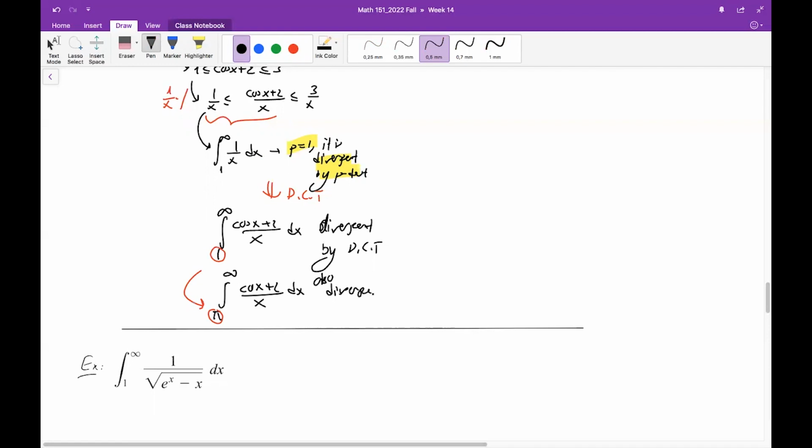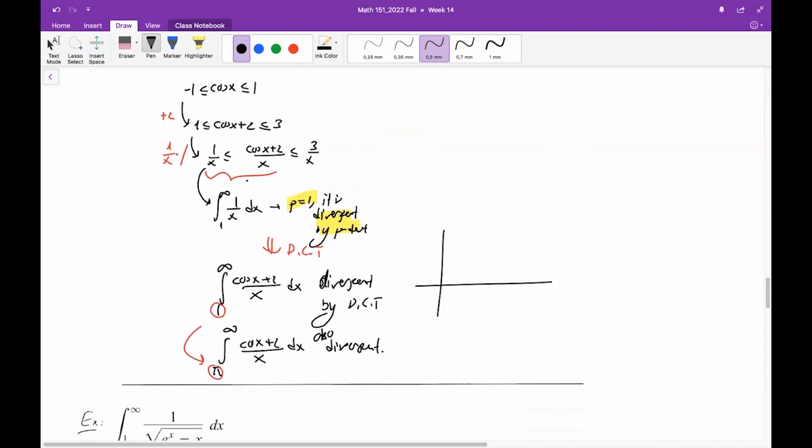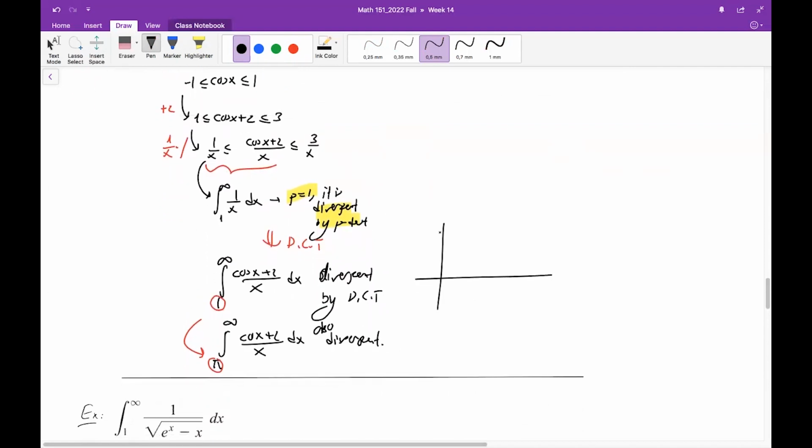Also divergent because, let me explain that with a graph. Okay, you know, this function is between 1 to 3. I mean, the values of it are always positive. Let's say something like this. Let's draw a symbolic graph for it.